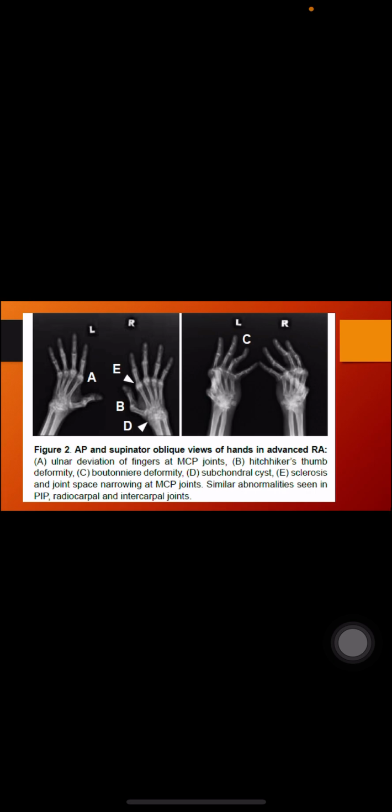Okay, this is the late stage where you can see deformity, hitchhiker's thumb, which is the B, ulnar deviation of the fingers at the MCP joint, boutonniere deformity, subchondral cyst, sclerosis, and joint space narrowing. And these abnormalities are also seen in the PIP, radiocarpal, and intercarpal joints.